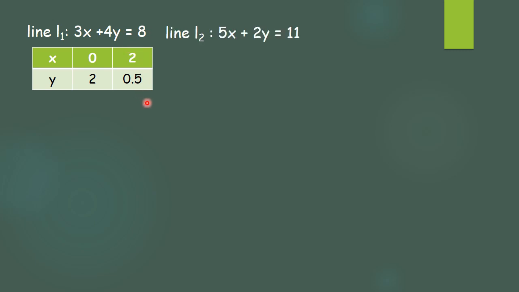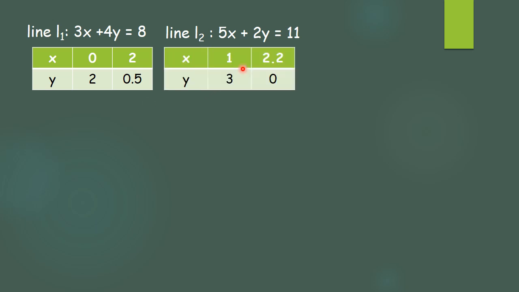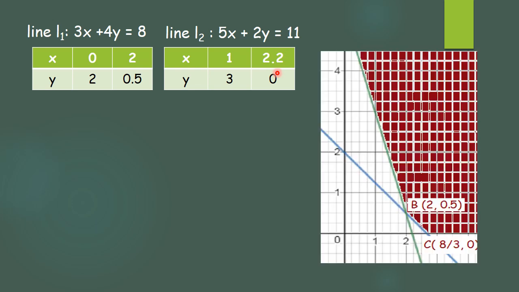Now what was our second equation? 5x plus 2y is 11. In the same way, when I have taken x as 1, we get y as 3, and when y is 0, we get x as 2.2. Now we will plot the graph. After plotting the graph, these are the points 0 comma 2 and 2 comma 0.5, and we get this one line.